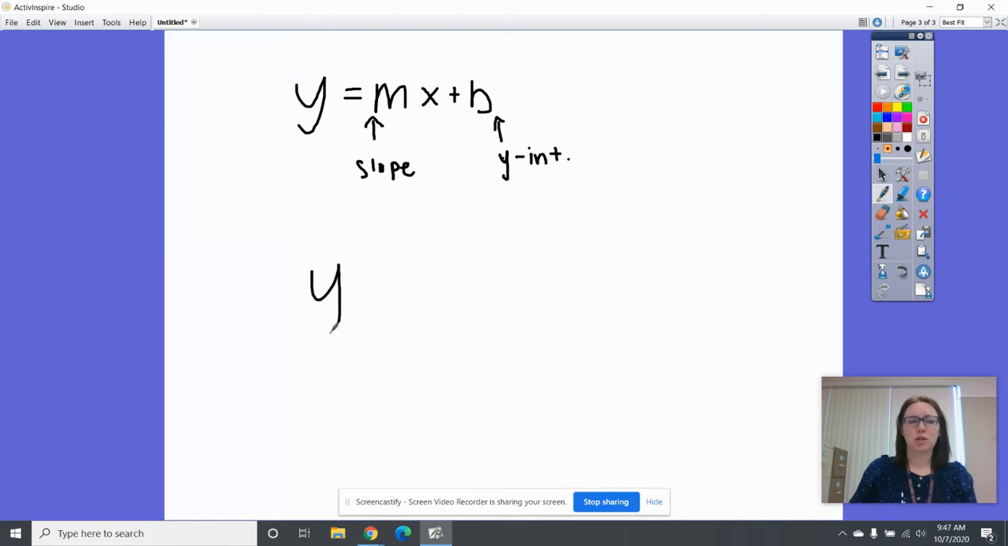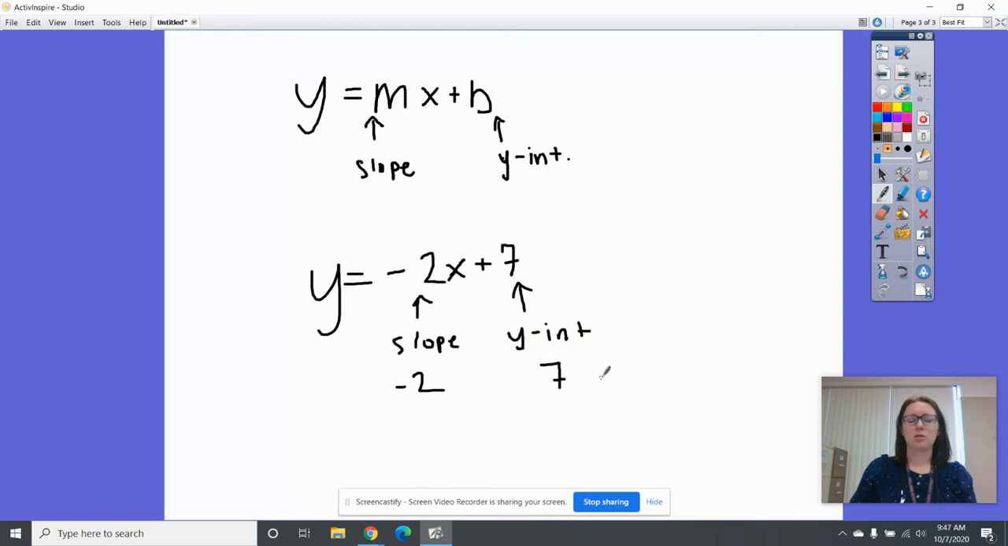And if we have an equation in slope-intercept form, like y equals negative 2x plus 7, we know that the slope is negative 2, and we know that the y-intercept is 7. So then we can graph it. We can plot our point 7, and then our slope is negative 2, which is also negative 2 over 1. So from our 7, we would go down to the right one. So we could draw our graph.